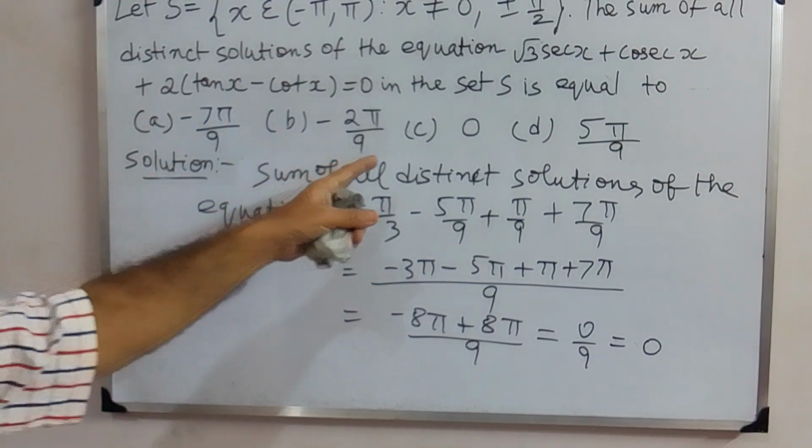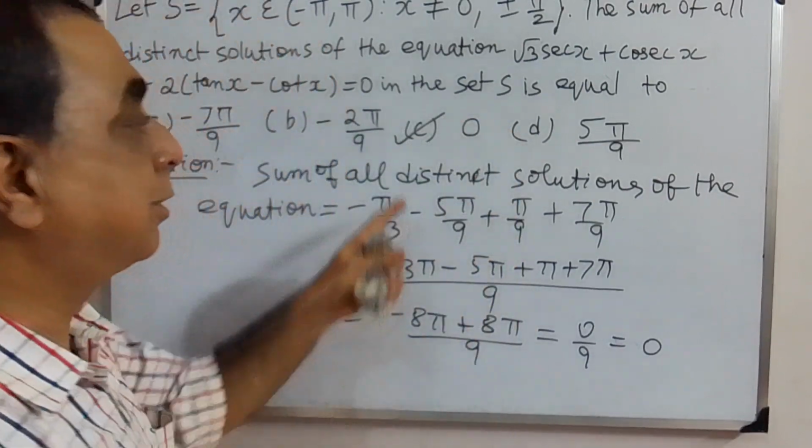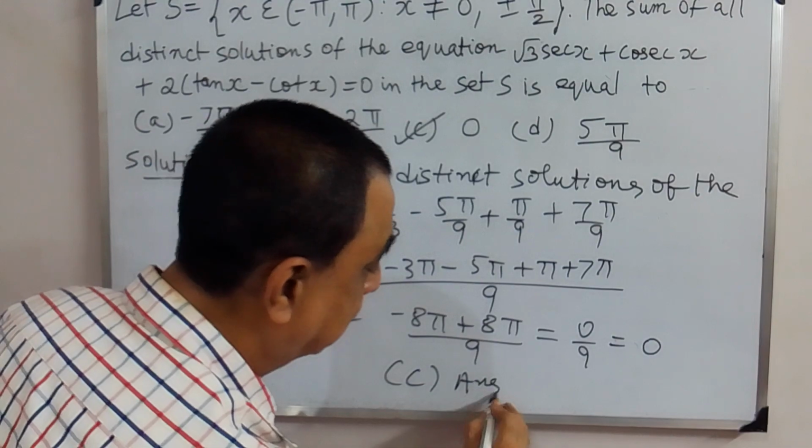Now check from the given options. Option C is saying that it is 0, so option C is correct. So that is the answer.